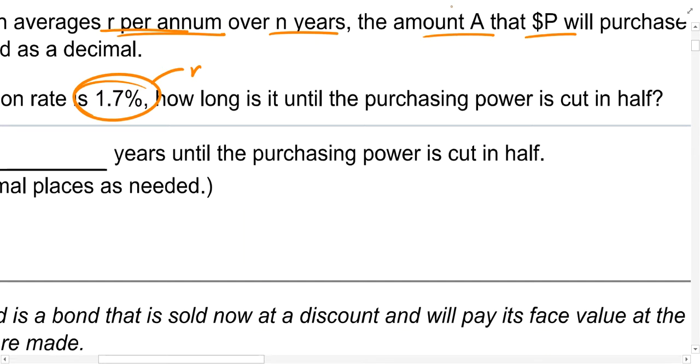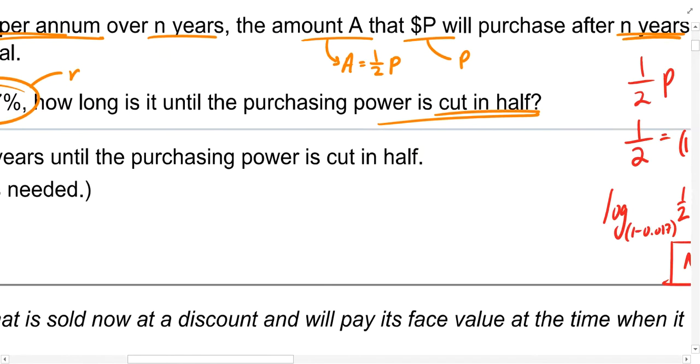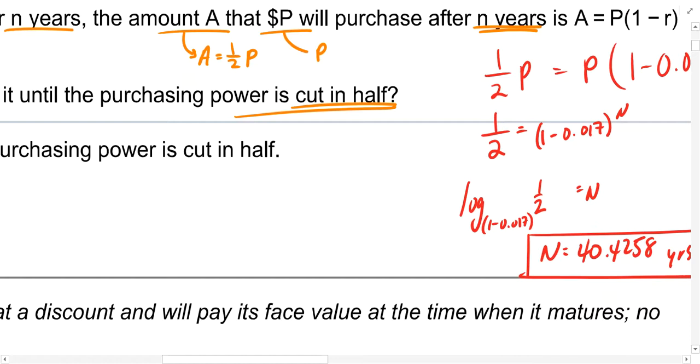But what's interesting is that we want to know how long it takes until the purchasing power is cut in half. Well, that's a clue in and of itself. We're saying that the amount the purchasing power is worth, this A value, is half of what the P value is to start with. And P is just some letter P. It doesn't matter what number you use here. If we assumed P was worth $50, then in a certain amount of time, half of that would be 25. And we could use 50 or 25 in place over here.